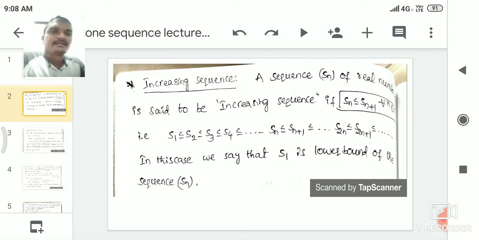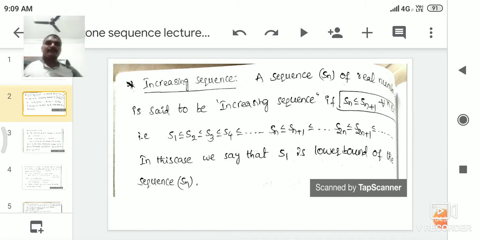In this case we say that S1 is the least term of the sequence. That is, S1 is the lower bound of the sequence. So whenever a sequence Sn is increasing, the increasing sequence is a bounded below sequence. That means every increasing sequence is a bounded below sequence.